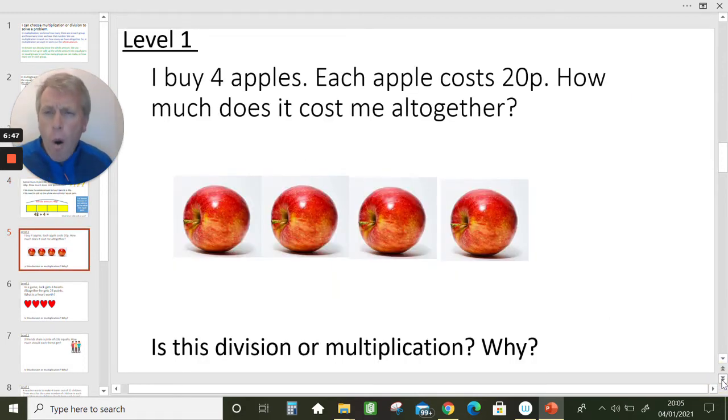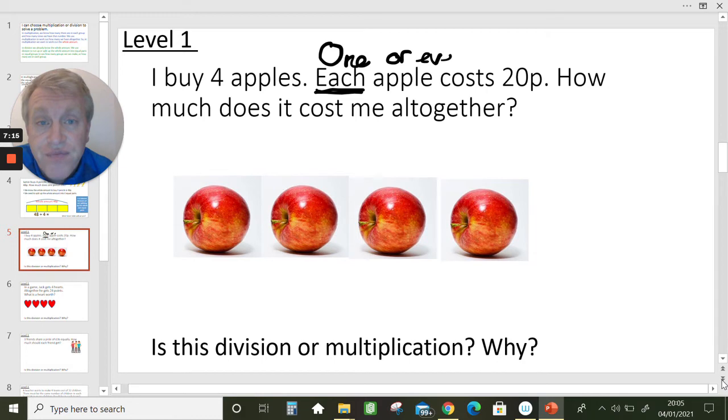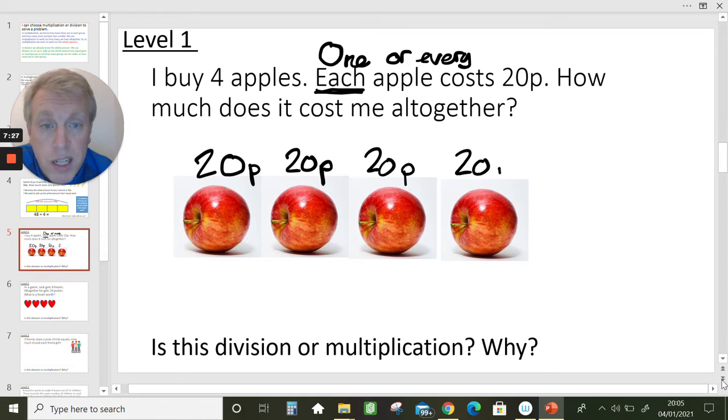I buy 4 apples. I can see them. They look nice. 4 apples. Each apple costs 20 pence. How much does it cost me altogether? Well, I've got my apples here. This word, each apple. Well, that means every apple, or 1 apple. Each is another word that means 1 or every. So, what I really mean is 20 pence for this apple, 20 pence for this apple, 20 pence for this apple, 20 pence for this apple.